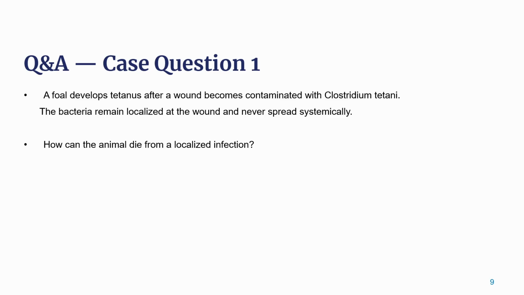Without inhibitory input, motor neurons fire unchecked. The result is sustained muscle spasm and rigidity, the sawhorse stance, trismus, hypersensitivity. Death comes from respiratory muscle failure or aspiration. The bacteria never had to go anywhere. The toxin did all the work. That's the power and the danger of exotoxins.